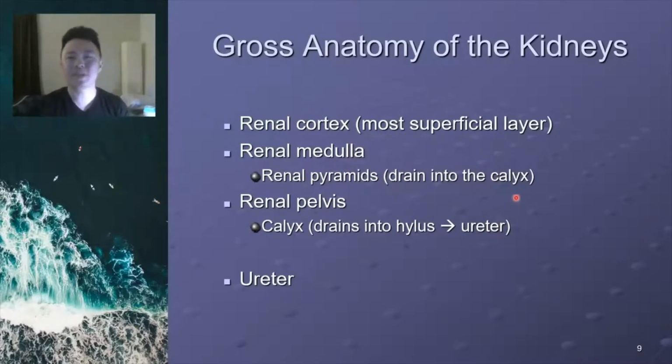All right, so here's the gross anatomy of the kidneys. You've got the renal cortex, which is the most superficial layer of the kidney. You've got the renal medulla, which contains the renal pyramids, which help to drain nitrogenous waste and filtrates into the calyx. And you also have here the renal pelvis, which contains the calyx, and then it drains into the hilum, which eventually leads to the ureter. And we also, of course, know what the ureter is.